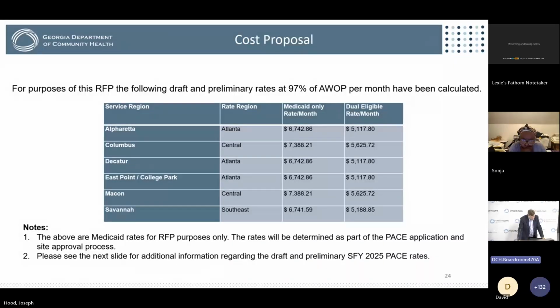The above are Medicaid rates for RFP purposes only. The rates will be determined as a part of the PACE application and site approval process. And on the next slide, we're going to talk about information regarding the draft and preliminary rate formation.